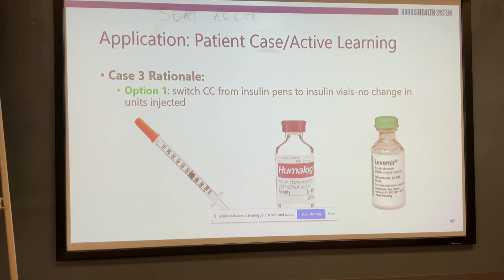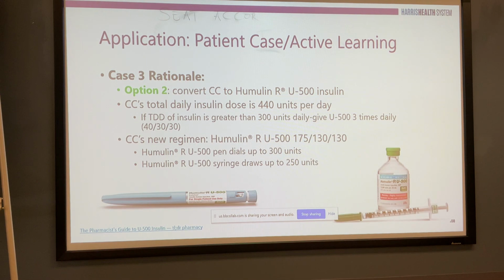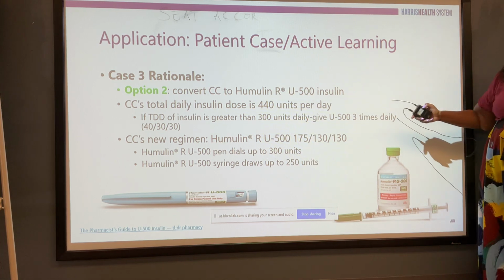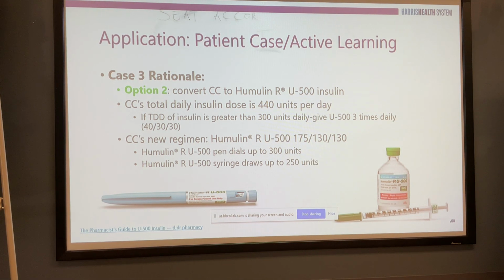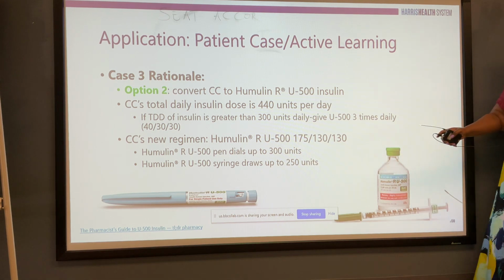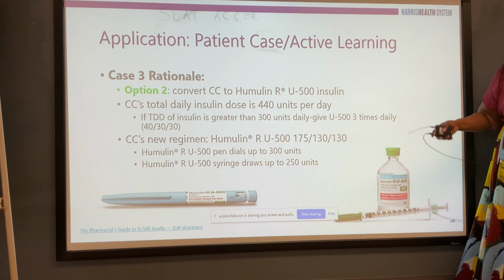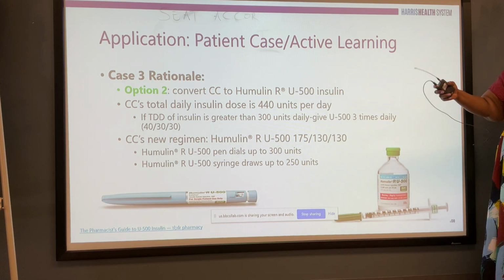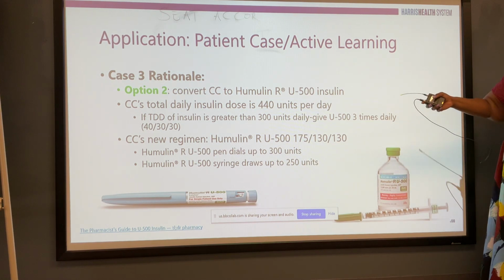Okay? So I want you guys to figure out how to think, how to solve problems for your patients. So instead of changing the drug, just change the tool. You could change the dosage form, okay? And then we could do like what Mr. Fonda mentioned, convert them to U500. So if you calculate CC's prescribed insulin dose per day, he's on about 440 units per day. All right? So for the rule of thumb, if the patient's taking 300 units or more daily, you can give U500 3 times a day. And they recommend a breakdown of 40% of your total daily dose with breakfast, and 30% of the total daily dose with lunch and dinner.